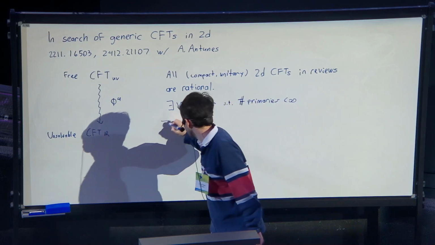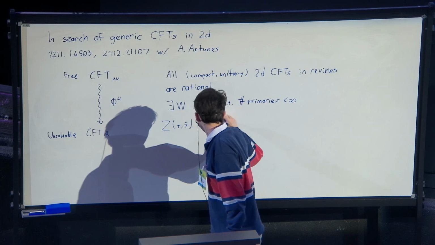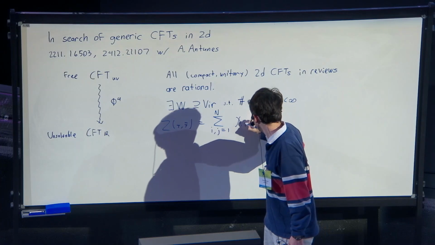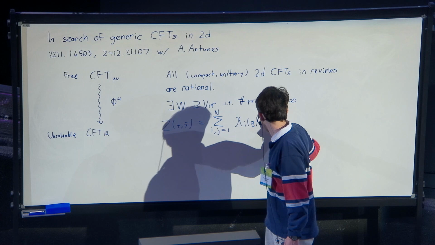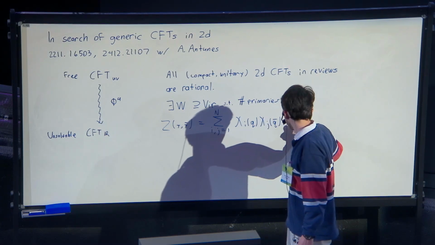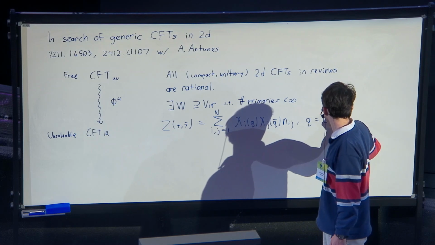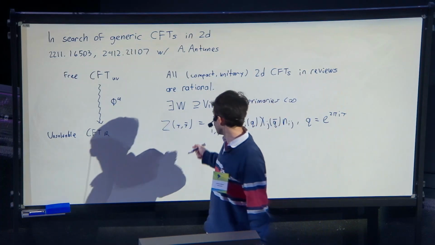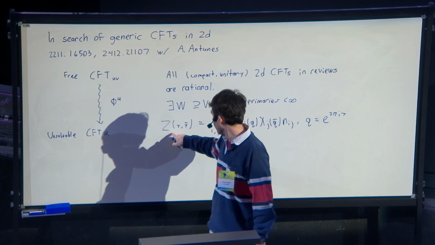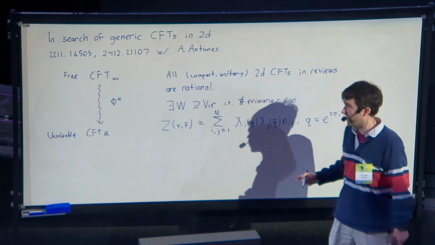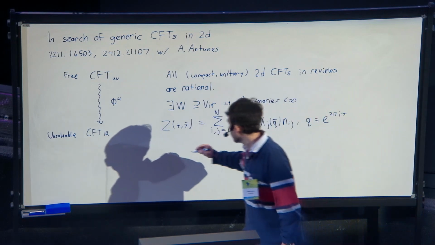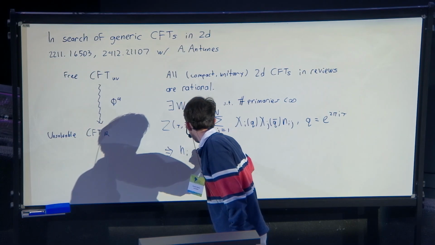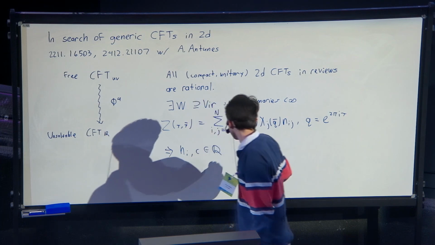If we were to write the torus partition function, it would look like this. Some finite sum of characters with integer degeneracies. And to explain the name rational, Vafa showed in the year before I was born that for this to be modular invariant, the modular T matrix needs to have finite order as represented on these characters. And this implies that the conformal weights and the central charge are all rational numbers.